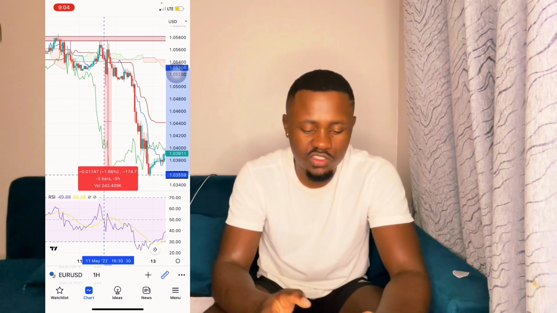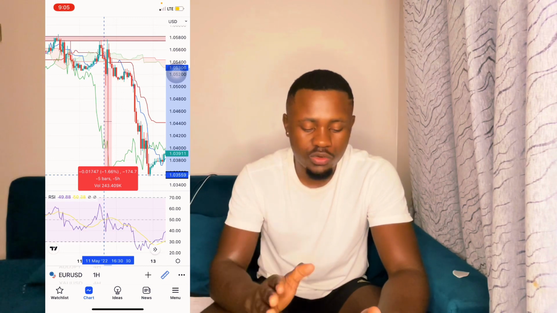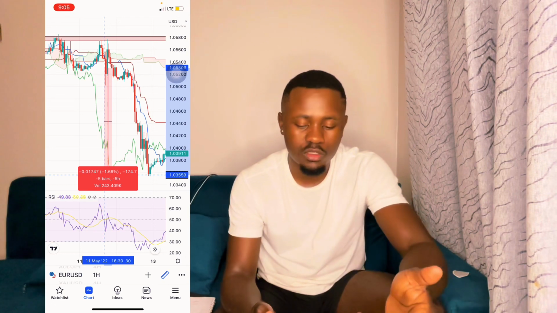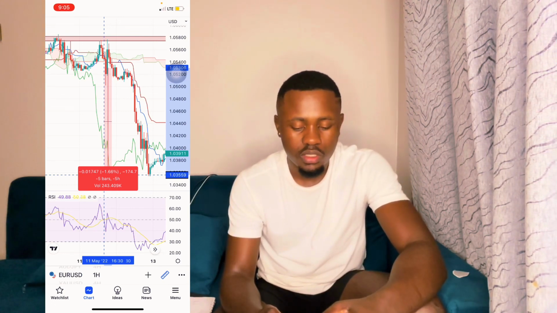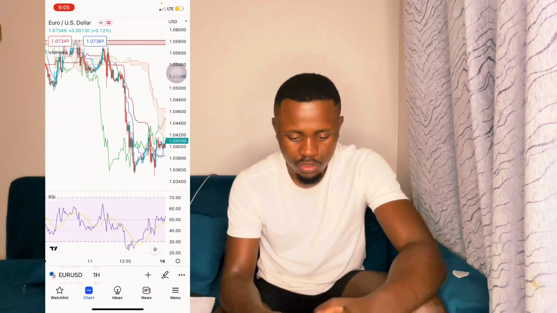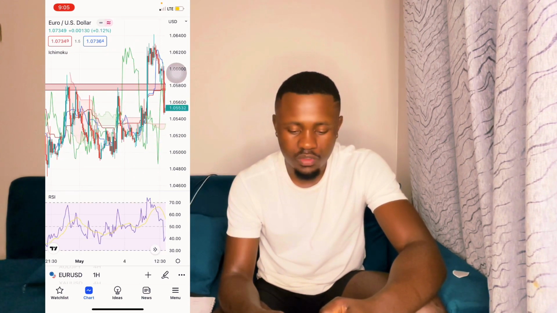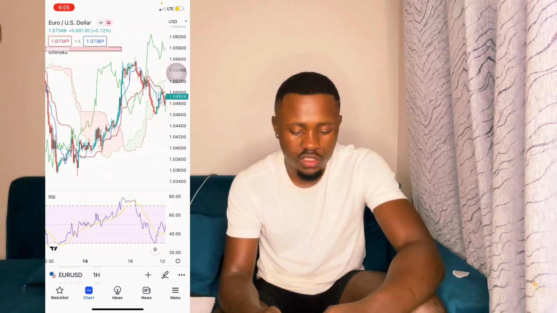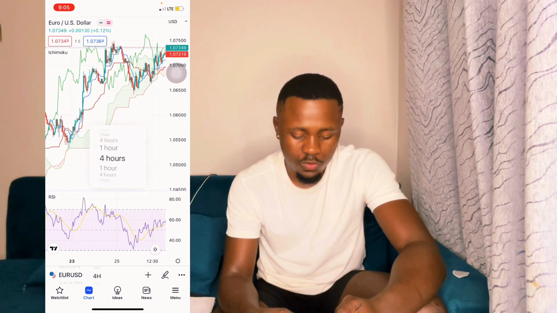With any lot size that you're using, this is already $174 if you're using a 0.10 lot size, which is the mini lot size. So this Ichimoku cloud is really good to catch those big moves in the market, those big moves, 150 pips. If you're a trader looking for a way to catch these trades in the market, I recommend you add the Ichimoku cloud to one of your indicators.